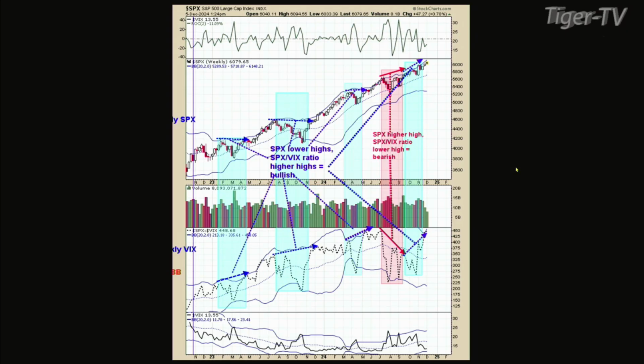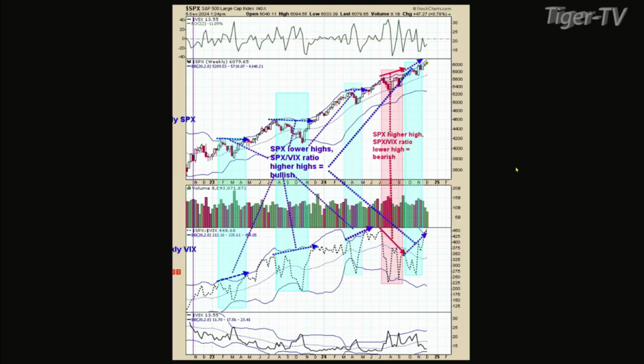What I'm trying to show here is that the green shaded areas are times when the S&P made a lower high and the SPX-VIX ratio made a higher high. That's a bullish divergence suggesting the rally is not a double top, but the market's going to keep going higher. This happened back in early 2023, again in late 2023, and about April, May of this year, which made kind of a double top. The ratio made a higher high, which suggests the market's going to go higher.